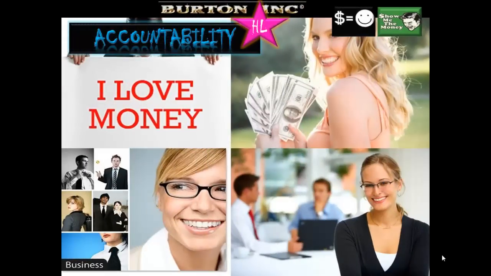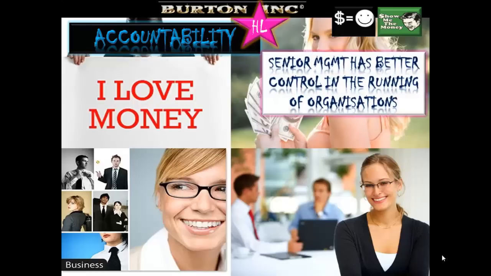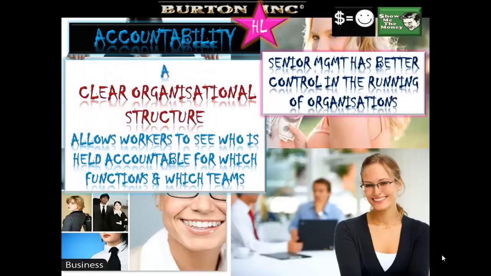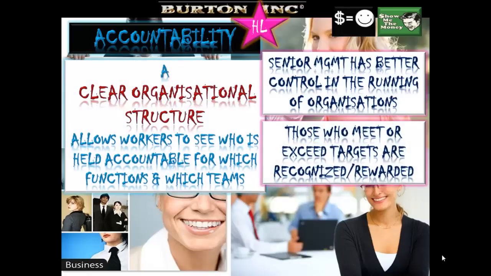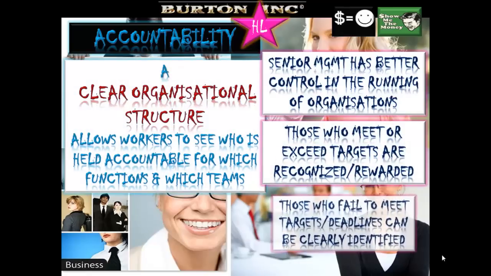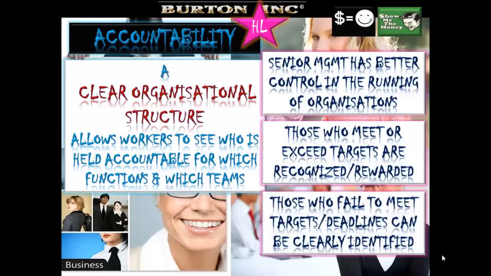Accountability, this is a high level topic. And with the senior management, we can say accountability comes with a clear organisational structure. We can see who is accountable to who and for which functions and which teams. With the clear organisational structure, senior management have got better control in the running of their organisation.